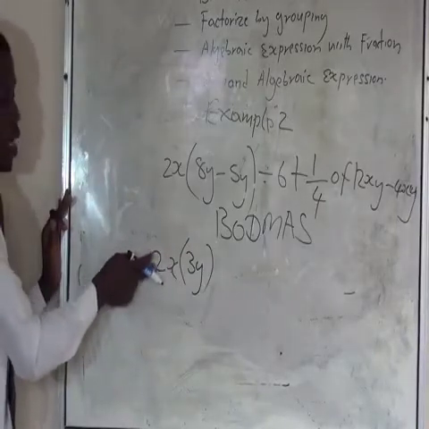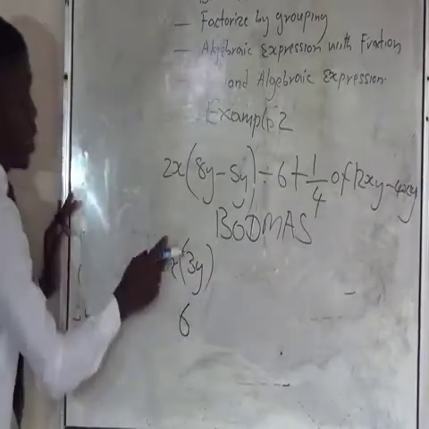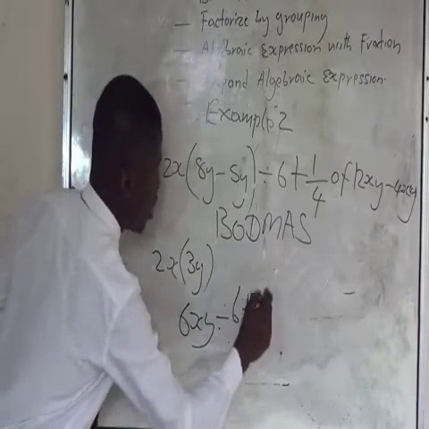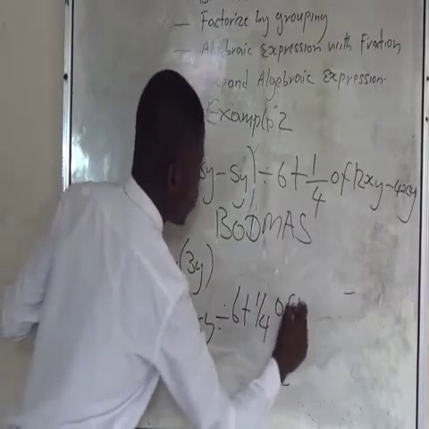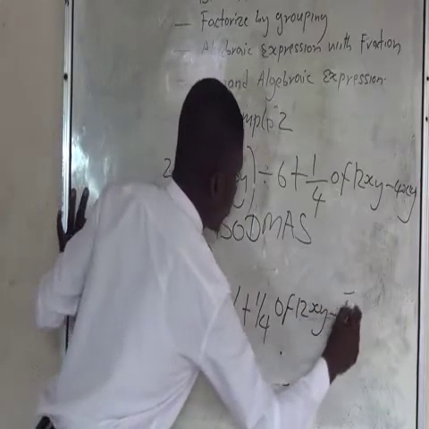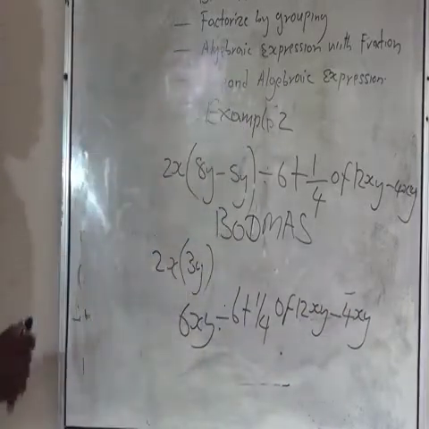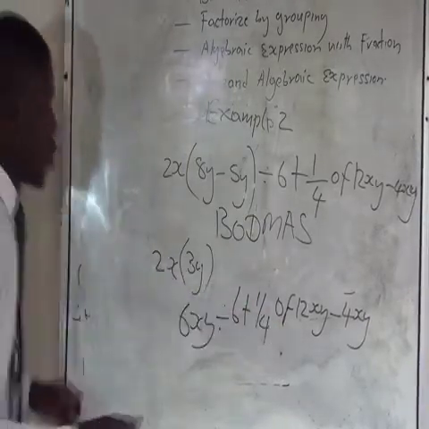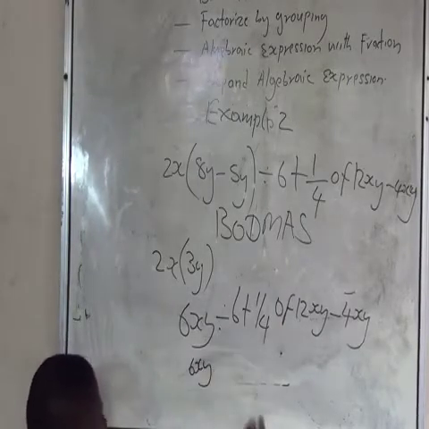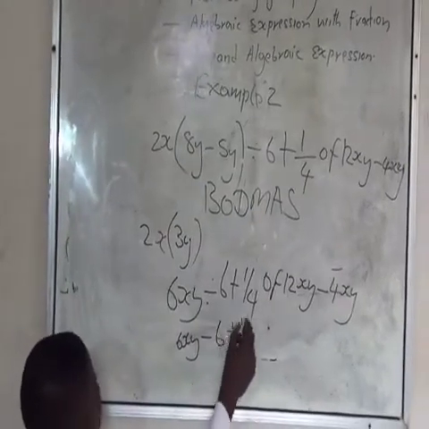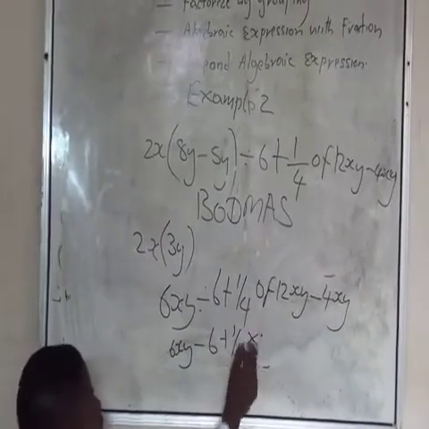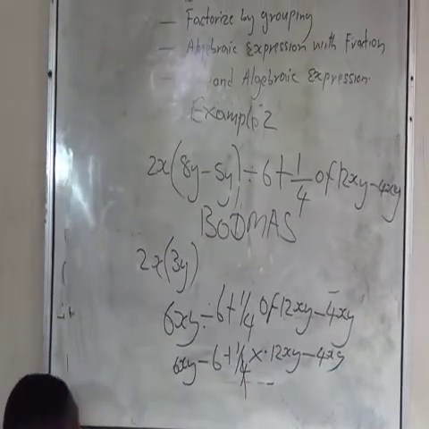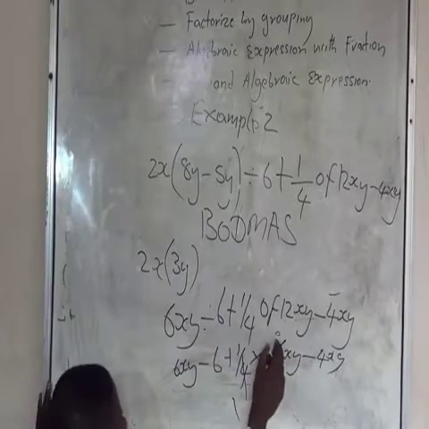Then we multiply. 2 times 3 gives me 6, x times y gives me xy, divided by 6, plus 1 over 4 of 12xy minus 4xy. Next we check for of. So we have of here. I have 6xy divided by 6 plus 1 over 4. Of turns to times 12xy minus 4xy. 4 divides itself to give me 1, and 4 divides here to give me 3.